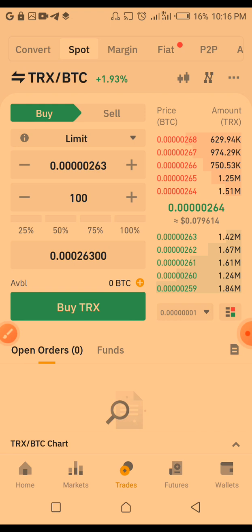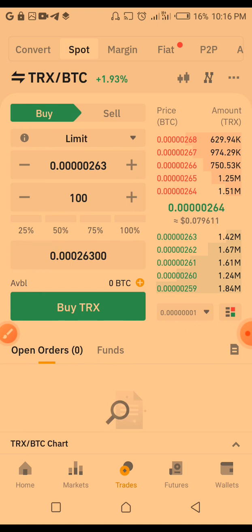Please, I don't want us to be mystified on this particular space, so I don't want us to get it twisted or something like that. So this price here is 0.0264.